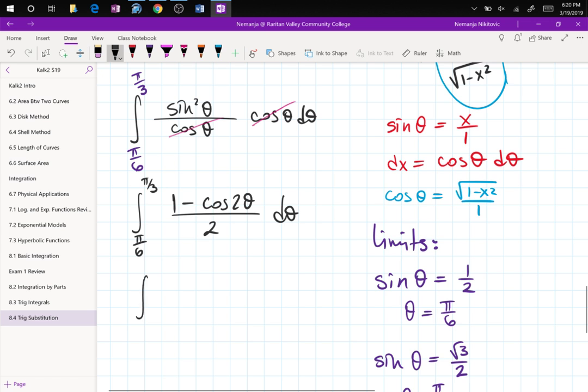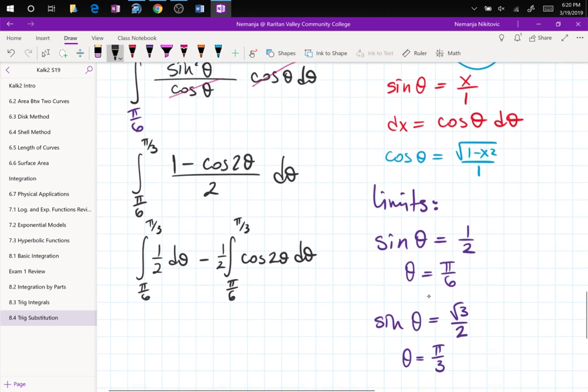Well, let me write it down. So integral of 1/2 dθ minus integral of 1/2 cosine 2θ dθ, same π/6 limits. You want to take the 1/2 out first? Well, it's going to be 1/2 θ. You can. Okay.